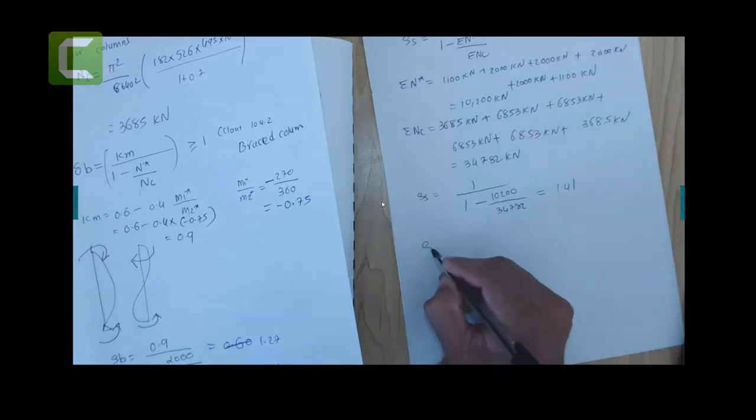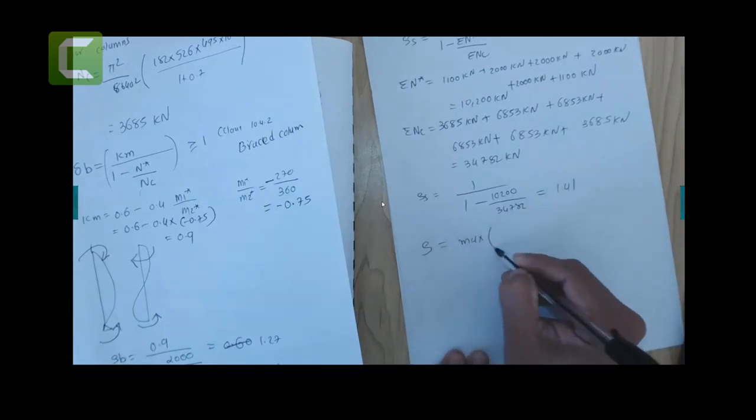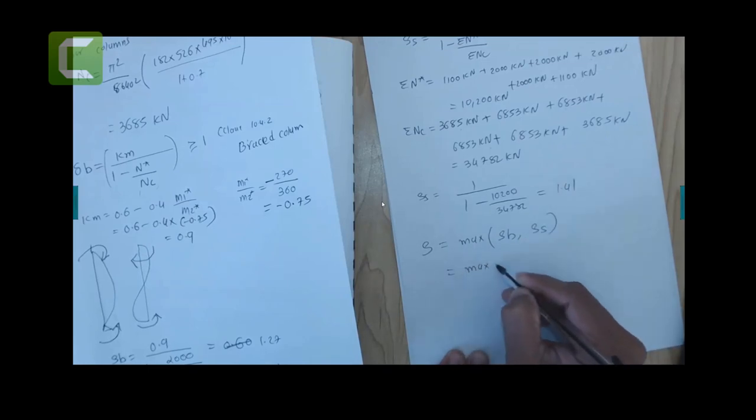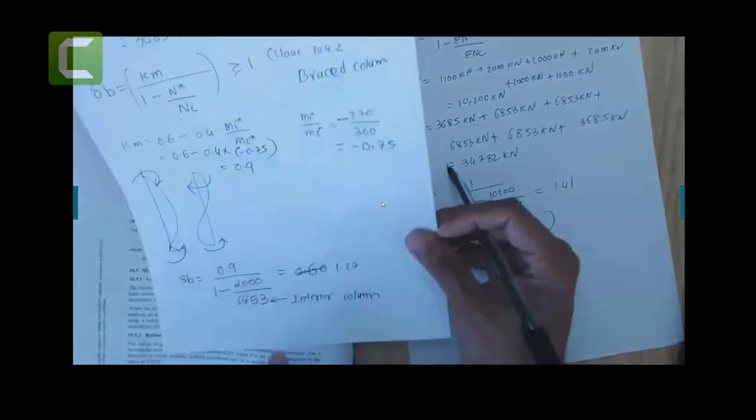You get 1.41, and finally the moment magnifier would be the maximum of your braced and unbraced. We calculated 1.27 and 1.41, so you get 1.41 as the moment magnifier.